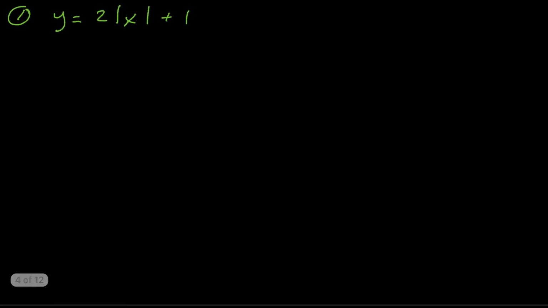Okay, so let's dive into the problems now. So this first one, number 1, y equals 2 times the absolute value of x plus 1. So the parent function here is y equals the absolute value of x. We aren't really going to be going into the graphing so much in this video. I'll put a link to another video if you want, talking about how to actually graph these. But this is basically a V-shaped graph, that absolute value graph.